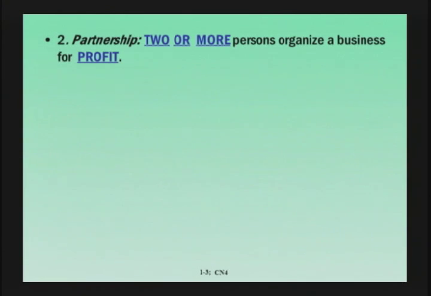The second legal form is a partnership. A partnership is where two or more persons organize a business for profit. It takes two or more to have a partnership because you need a partner.